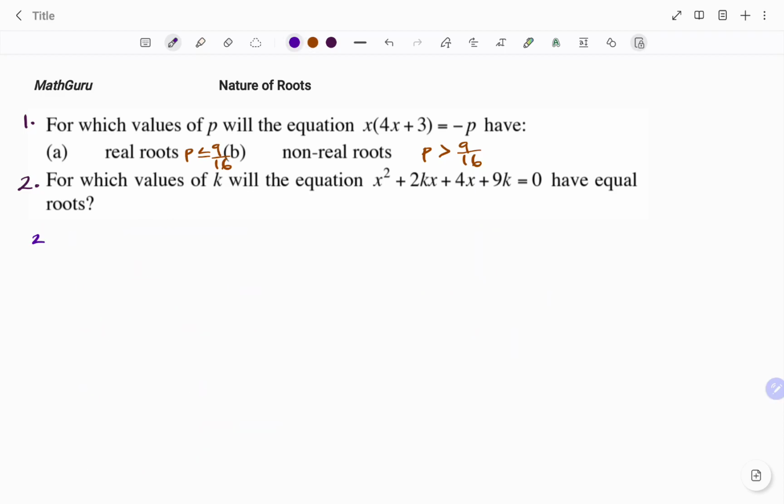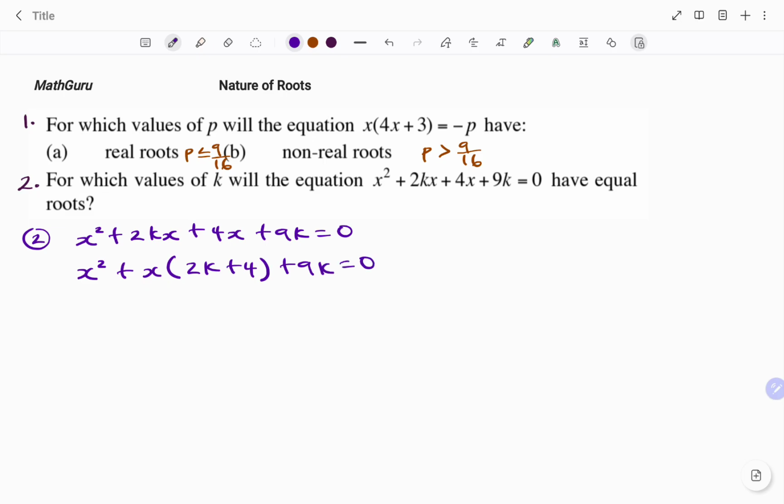In the second example, I have: for which values of k will the equation x squared plus 2kx plus 4x plus 9k equals 0 have equal roots? I'm going to write the equation out. x squared plus 2kx plus 4x plus 9k equals 0. In order to find the values of a, b, and c, I'm going to rewrite my equation. x squared plus, I factor out x, I'm left with (2k plus 4), plus 9k equals 0.